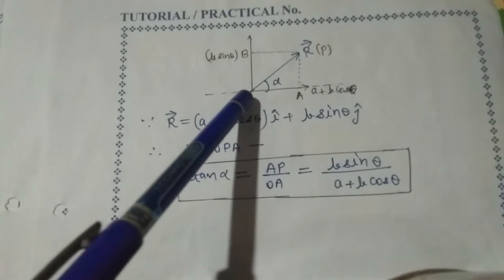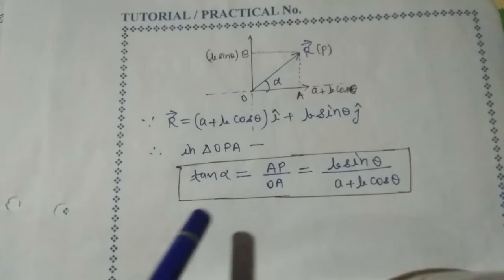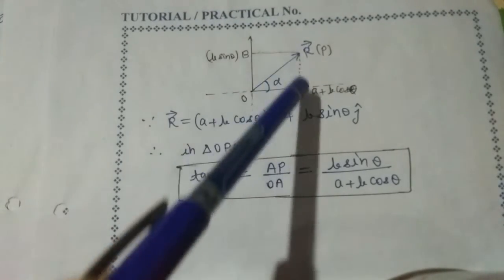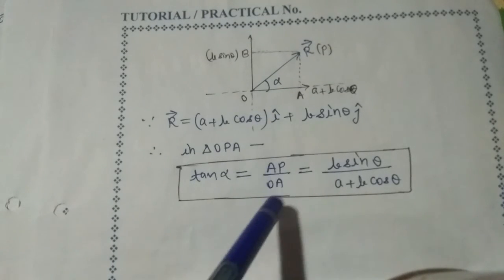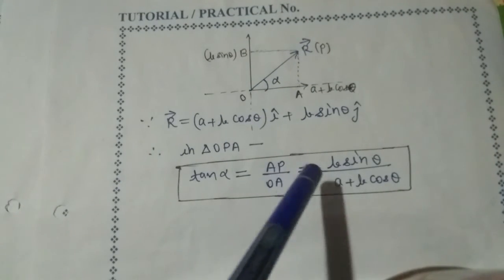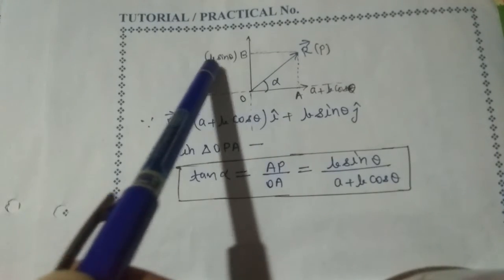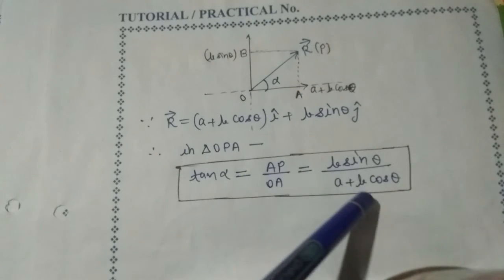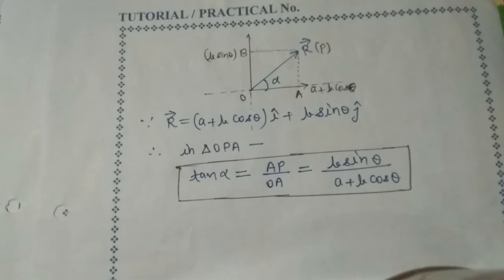In triangle OPA, tan alpha is equal to AP upon OA. What is AP? AP is nothing but B sin theta, divided by OA, and OA is nothing but A plus B cos theta. So in this way you can find the angle alpha. Tan alpha is equal to B sin theta divided by A plus B cos theta, or alpha is equal to tan inverse of B sin theta divided by A plus B cos theta.